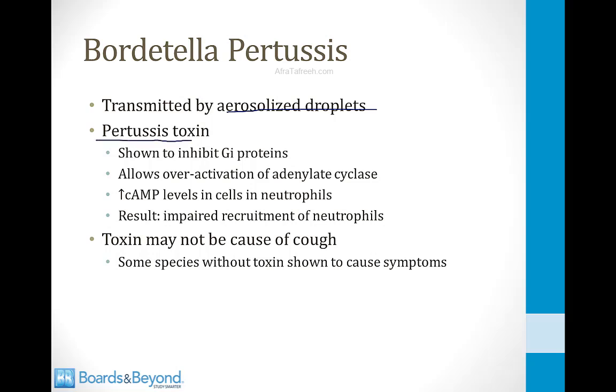I talk about this in the module on virulence. This toxin inhibits G-inhibitory proteins so that you get overactivation of adenylate cyclase. This increases the cyclic AMP levels in neutrophils, and the result is impaired recruitment of neutrophils. One interesting fact is that the toxin may not be the cause of the cough because some bacteria that lack the toxin still cause the cough symptoms.